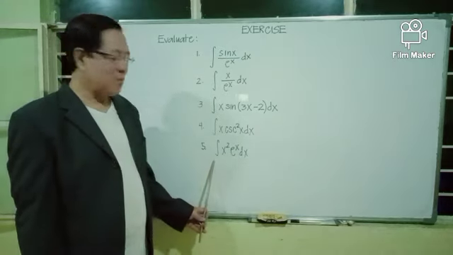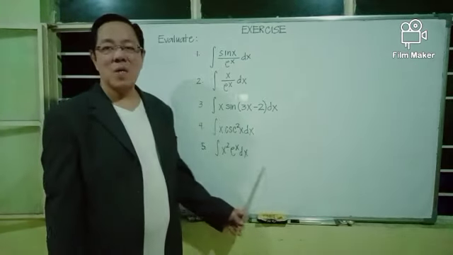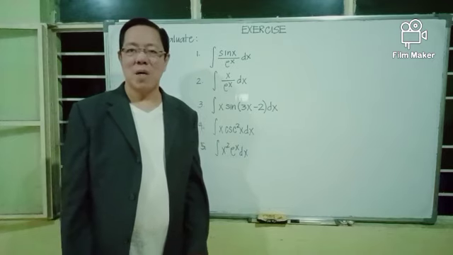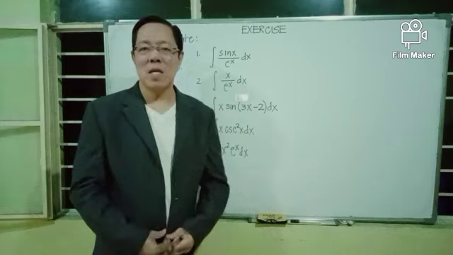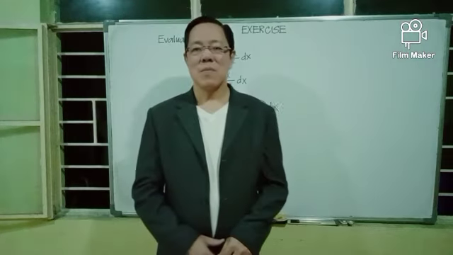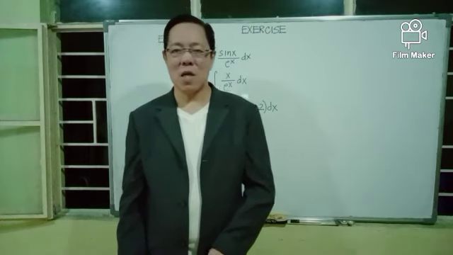In number 5, we have the integral of x squared e to the x dx. In number 5, we have to apply integration by parts 2 times. And that completes our lesson for today on integration by parts. In the next lesson, we will take another technique for integration.